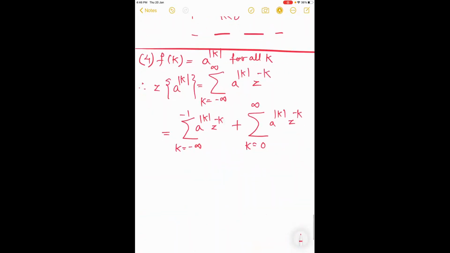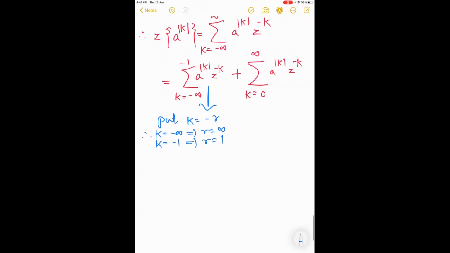Okay. So for the left hand side part, for the first term, put k equal to minus r. Therefore when k is equal to minus infinity, r will be infinity. When k is minus 1, r will be plus 1. It's only for the first summation. So r is equal to 1 to infinity, a raised to mod k, z raised to minus k. You are putting it.